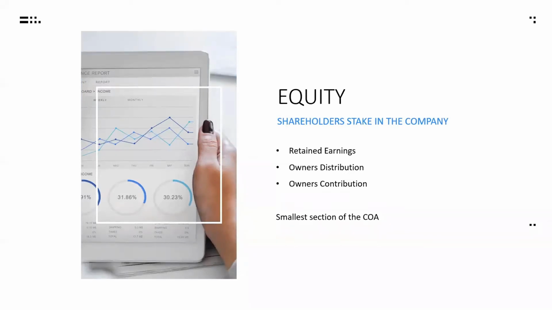Next is equity. This is going to show your shareholders' stake in the company. You'll also find accounts like retained earnings, as well as your owner's distribution and contribution. This is generally the smallest section of the chart of account.